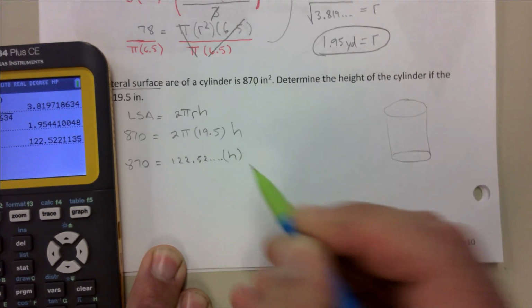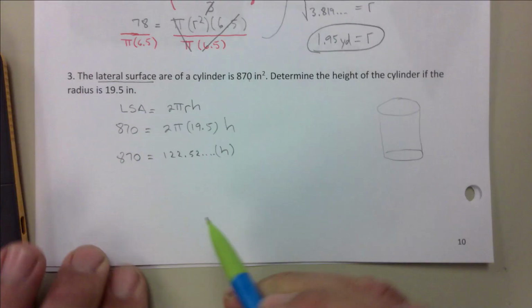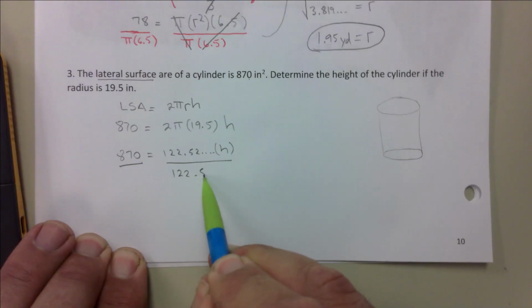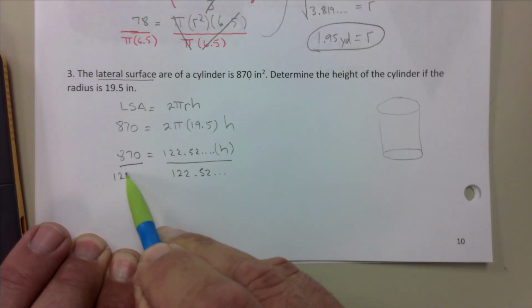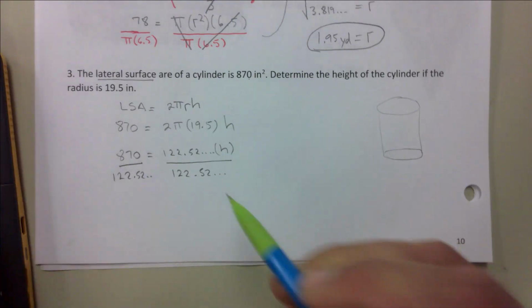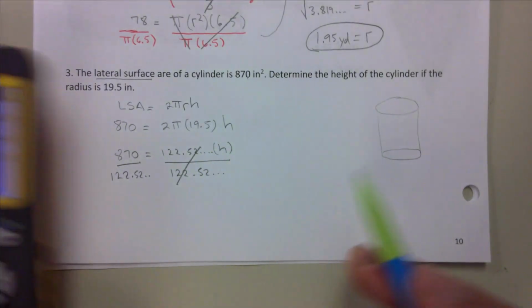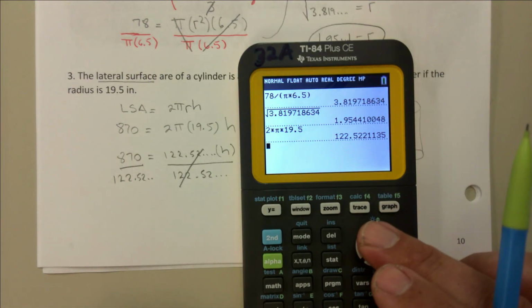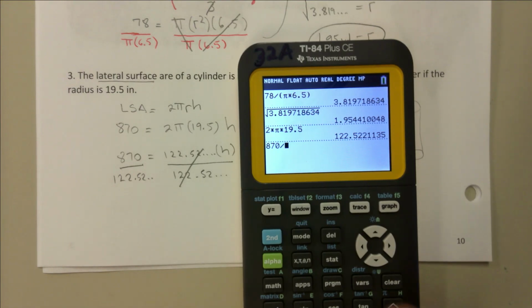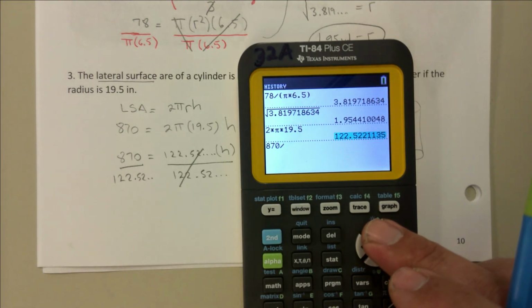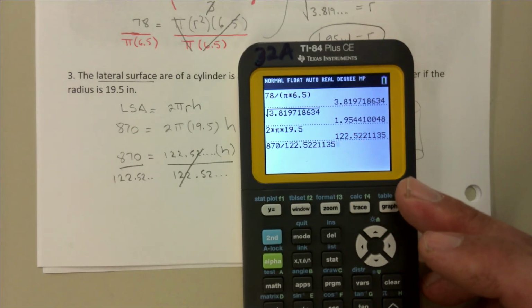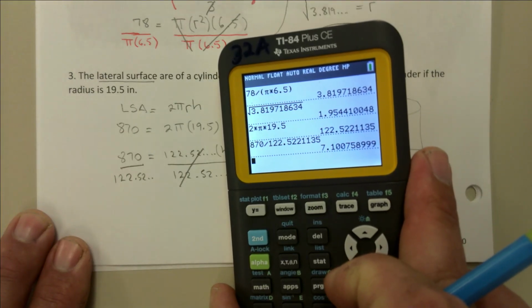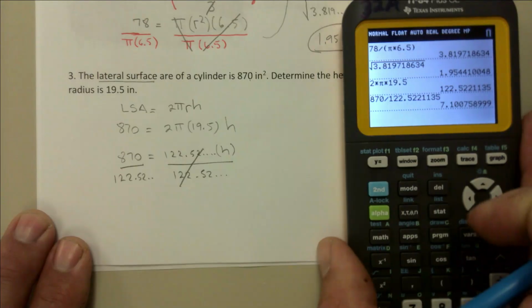Don't erase if you did it differently, okay? And then you just say, well, that's in front of h. I need to just divide both sides by whatever that is. The reason we can do that is because we have calculators that allow us to copy and paste, right? So we're just going to go 870 divided by, I go up, highlight, bring it down, and divide. Hit enter. So you get the same thing as most of you were getting, which is 7.1.